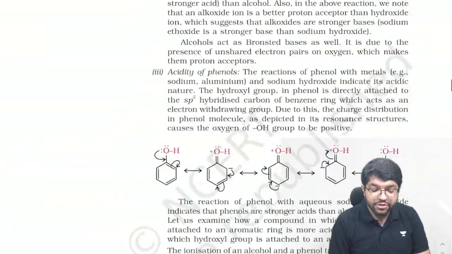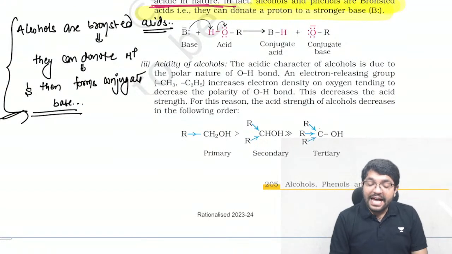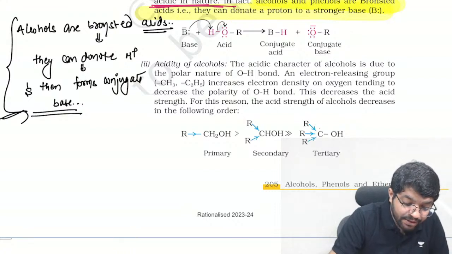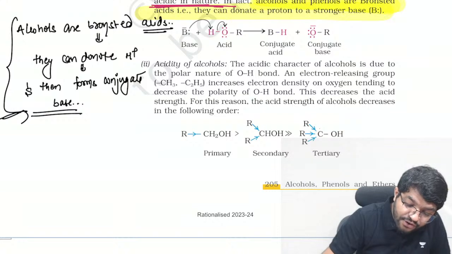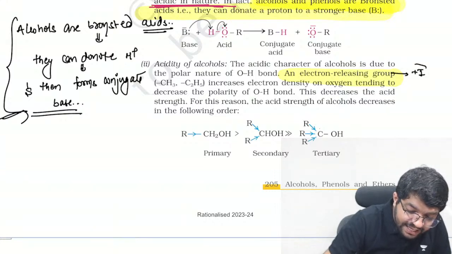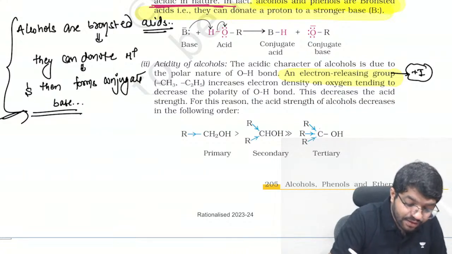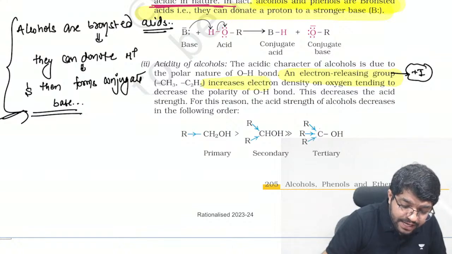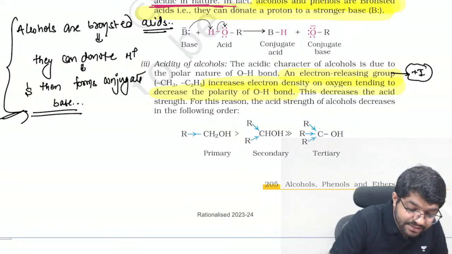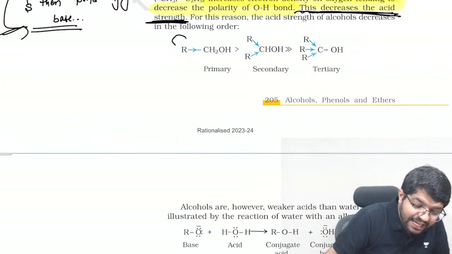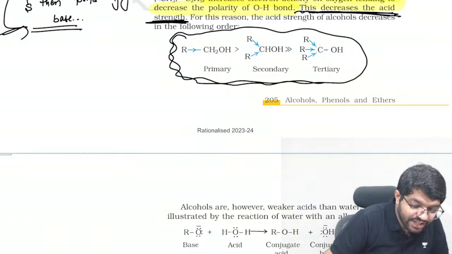I take you to the topic which is called the acidity of alcohols. The acidic character of alcohols is due to the polar nature, and an electron releasing group, which I am calling plus I, inductive I, is very important, sir. So an electron releasing group increases electron density on oxygen, tending to decrease the polarity. This decreases the acidic strength, and therefore primary greater than secondary greater than tertiary.